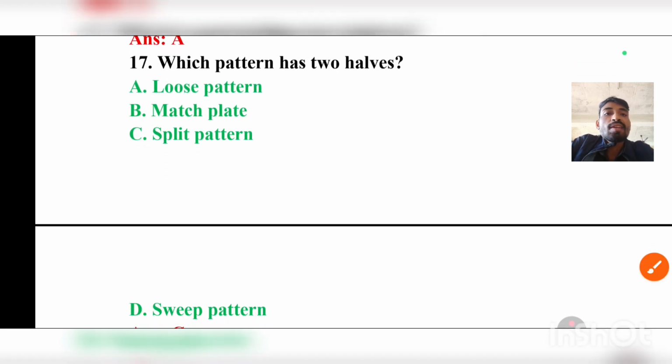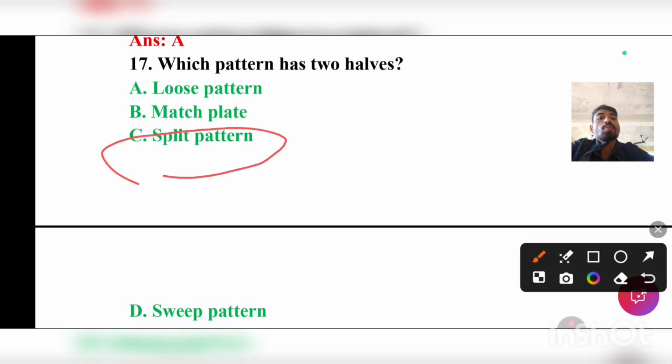Question number 17. Which pattern has two halves? The options are loose pattern, match plate pattern or split pattern or sweep pattern. The correct answer is the C, that is your split pattern.